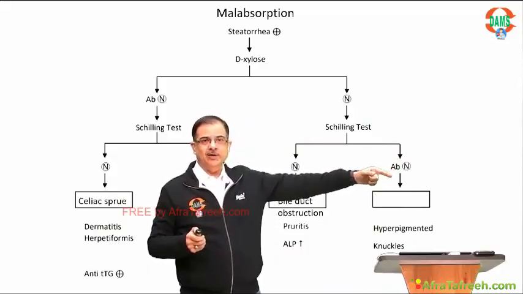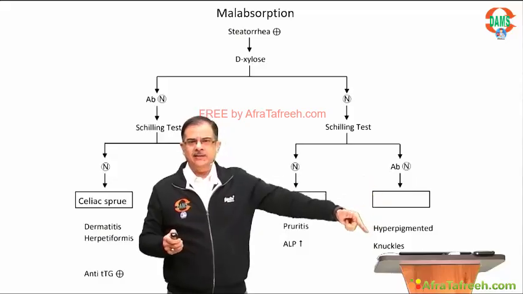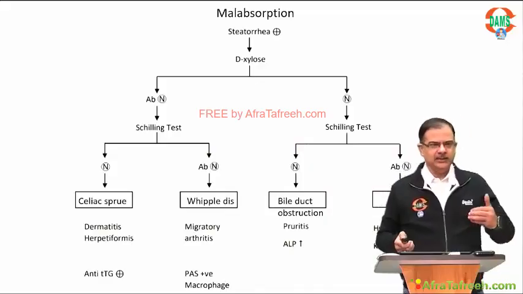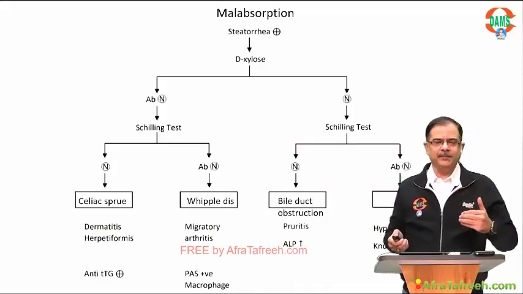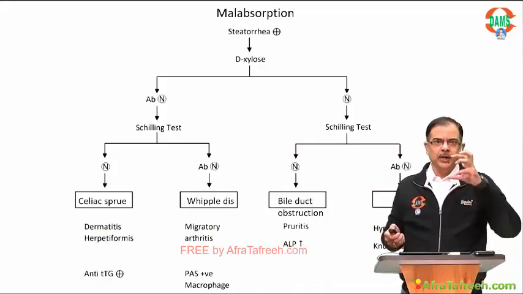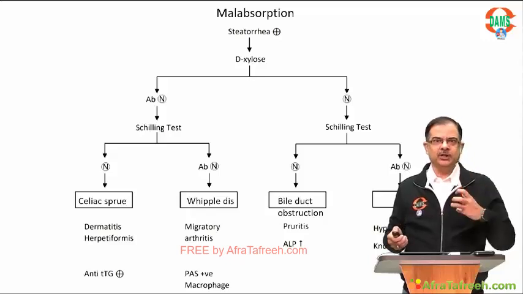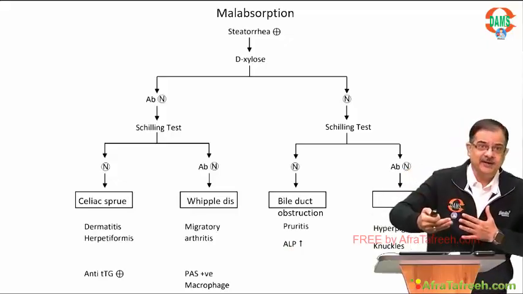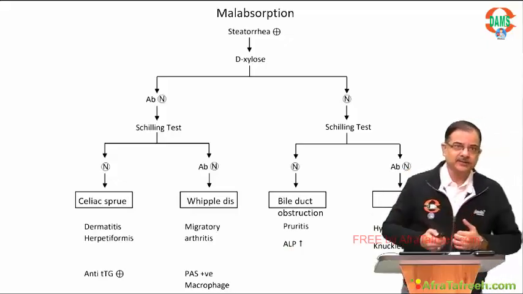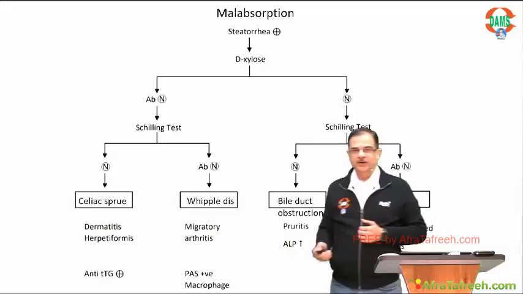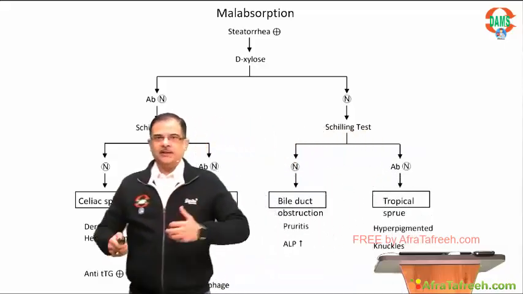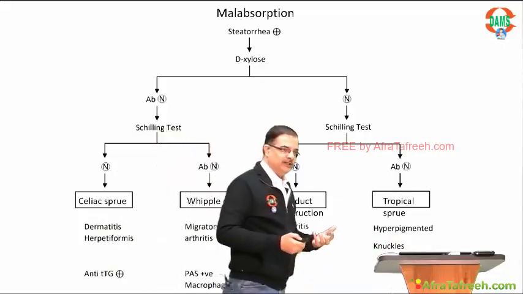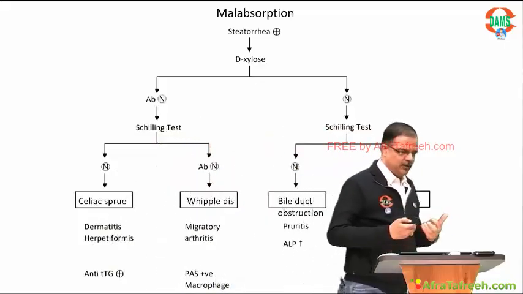While in the last scenario, the patient has a D-xylose test normal, but Schilling test is abnormal. And the hint given to you is hyperpigmented knuckles. Hyperpigmented knuckles are due to B12 deficiency, which occurs when the distal part of the small intestine is more severely affected. Answer? Yes, very good. It is a case of tropical sprue. So this is how we can make a diagnosis with the information available to us.